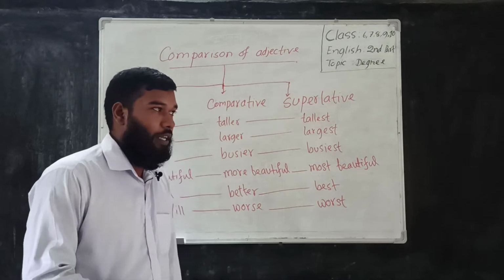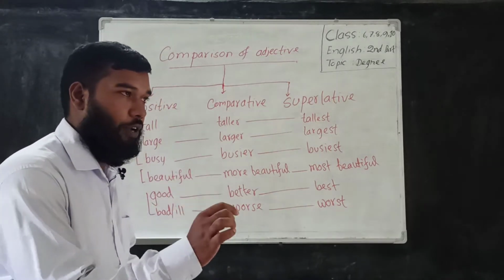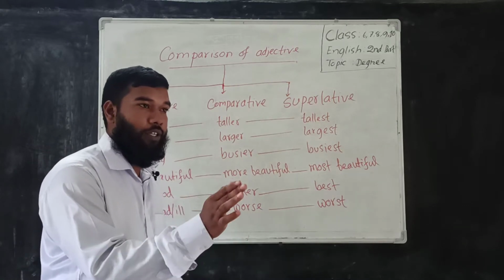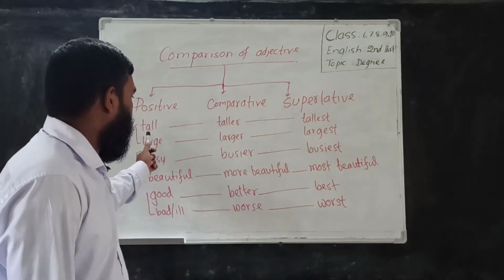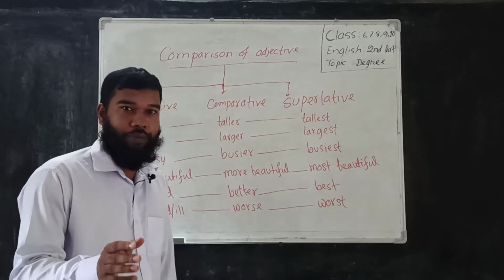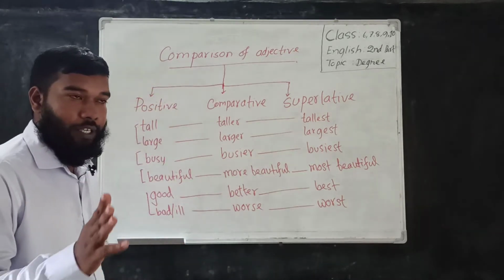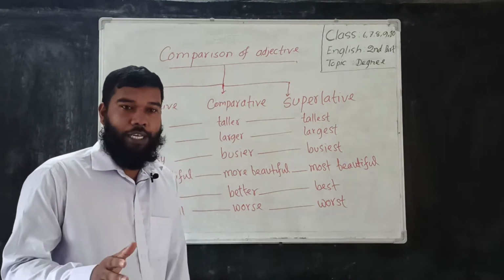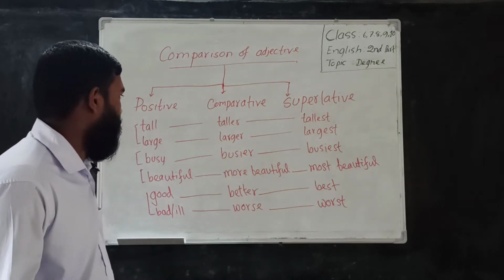In this way, if you find this type of adjective, you have to make it comparative by adding er and superlative by adding est. Okay, dear students, these types of word you have to change into comparative and superlative. Big, bigger, biggest. Small, smaller, smallest. Wise, wiser, wisest. Okay, these types of word will be changed in this way.